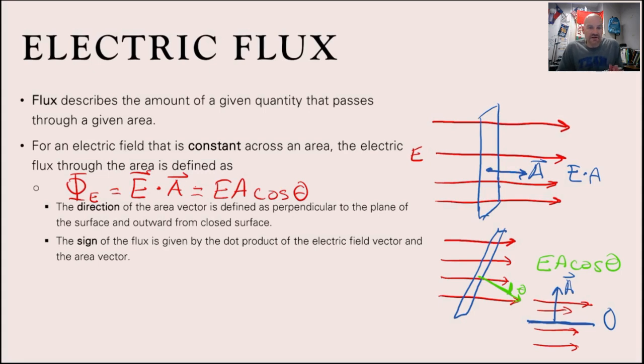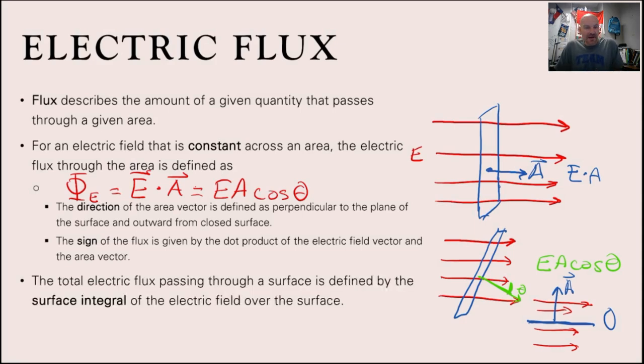The direction of the area vector is again defined perpendicular to the plane of the surface and outward from the closed surface. The sign of the flux is given by the dot product. If they point in the same direction, it's 0 degrees, so that's going to be a positive flux. If it points in the opposite direction, then it's going to be a negative flux.